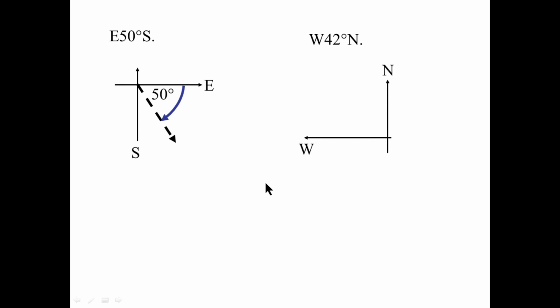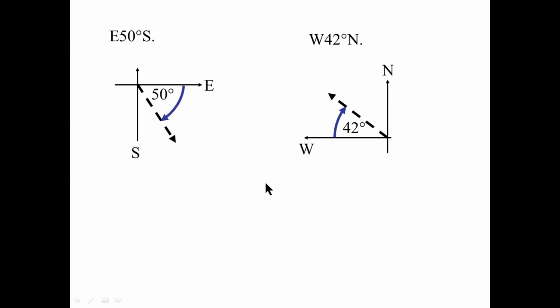How about east 50 degrees south? It means point east and then bend 50 degrees towards the south. West 42 degrees north. Head west and then bend upwards 42 degrees towards the north.